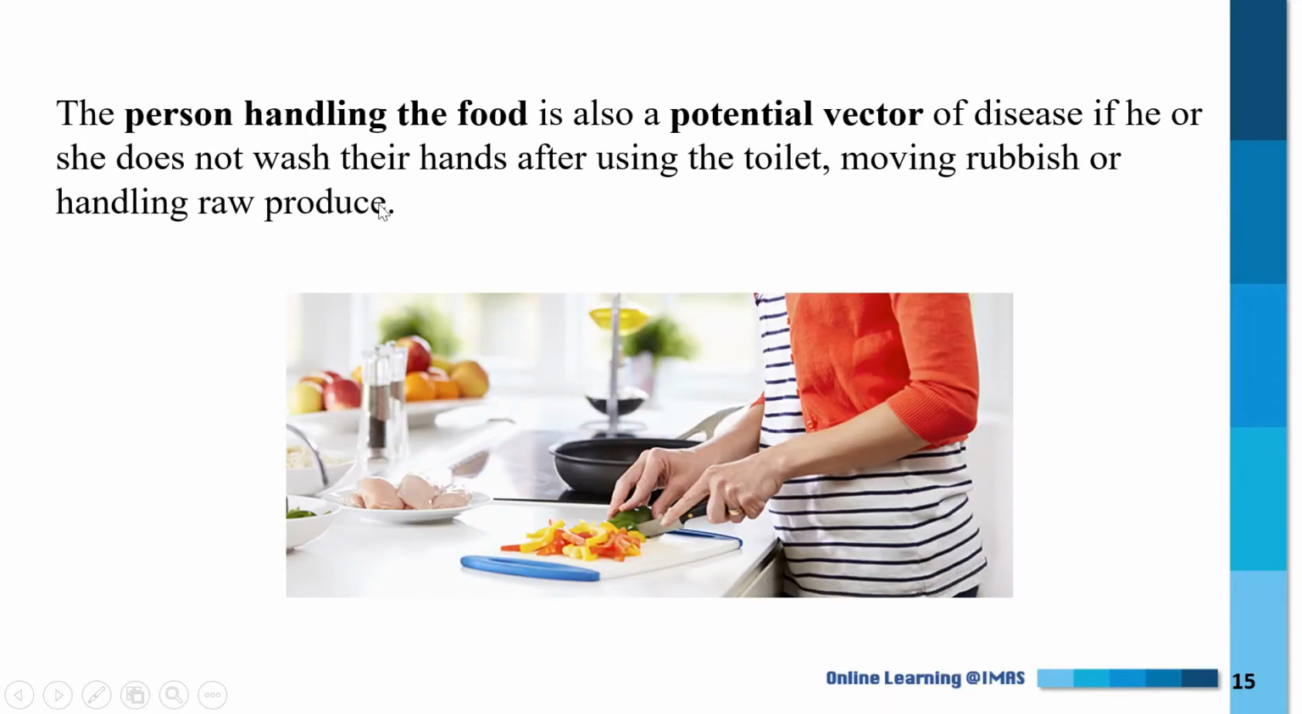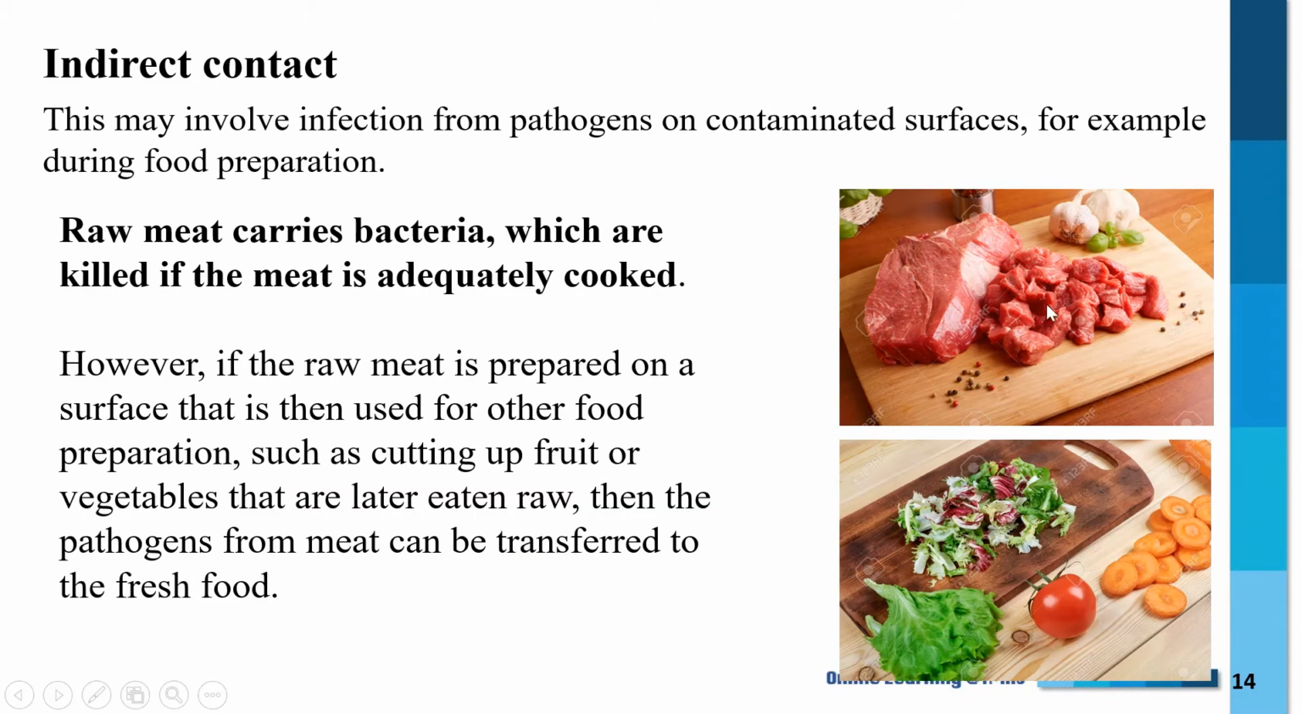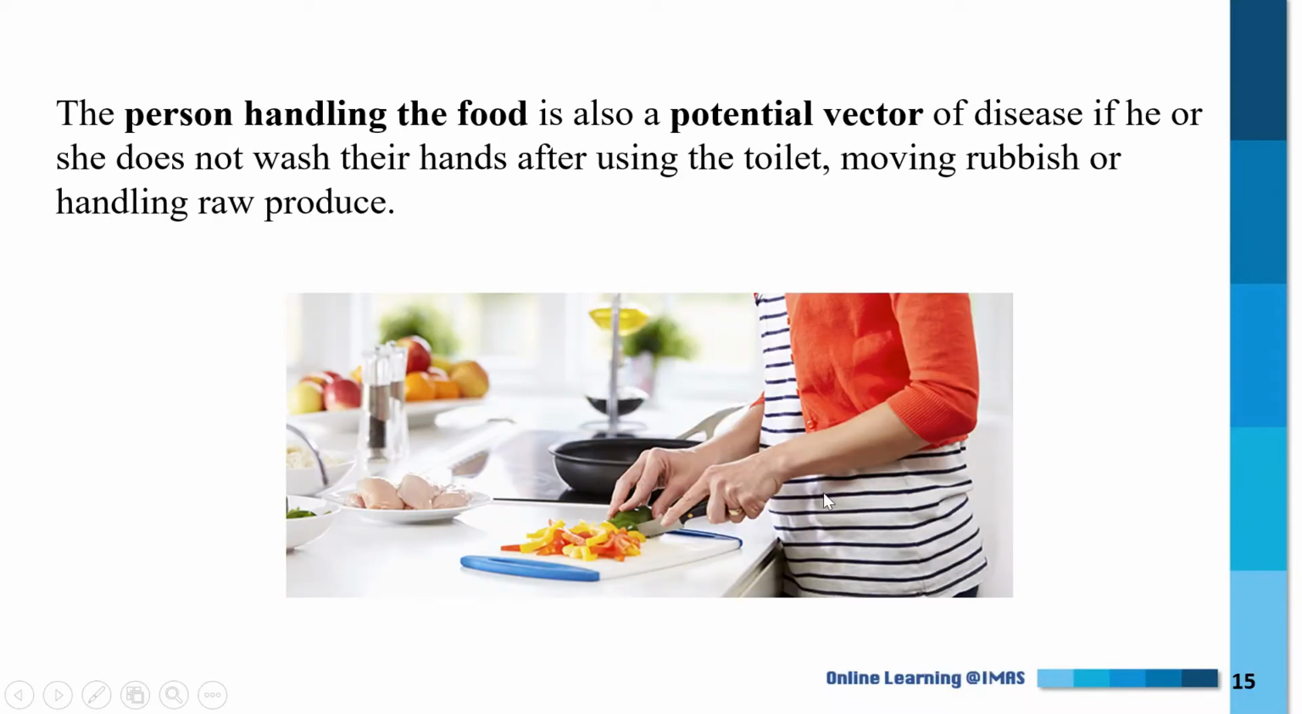Okay, and the people who are handling food. Let's say now you are handling meat, you cut the meat, you put it in your pot, then you touch the cabinet, you touch other things without washing your hands. So you have practically contaminated whatever you touch with bacteria, because your hands have been contaminated. So when you handle meat, you have to wash your hands with soap to kill any bacteria. So here the person handling the food is also a potential vector of disease.